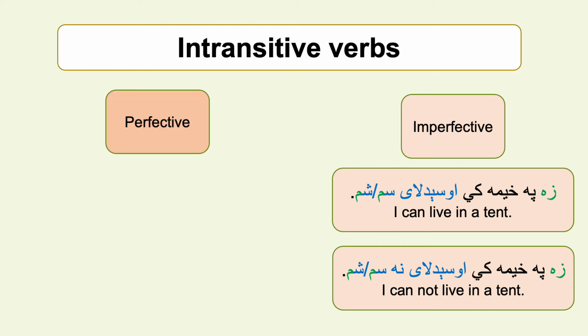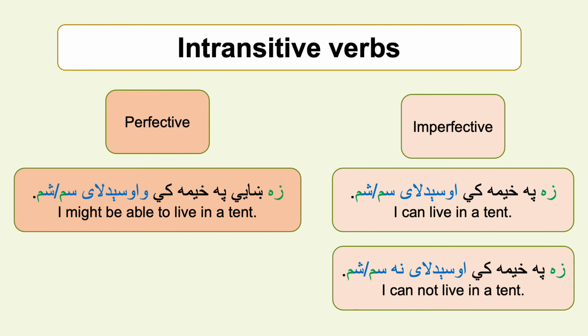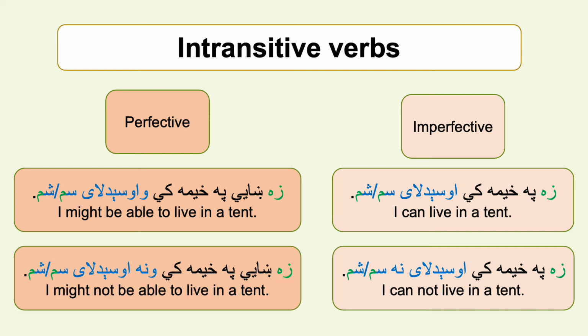The perfective example. زه شای په خیمه کې واوسېدلی سم. I may be able to live in a tent. The negative statement. زه شای په خیمه کې ونه اوسېدلی سم. I may not be able to live in a tent.